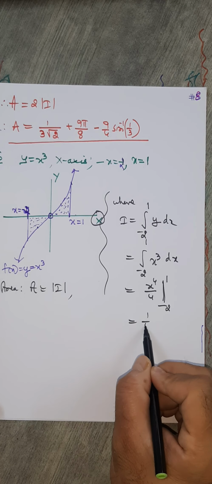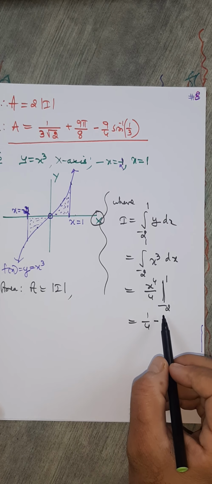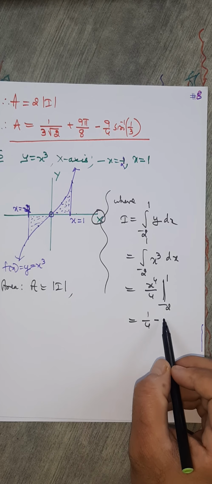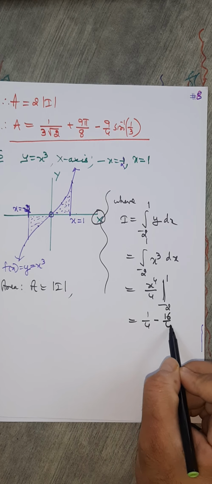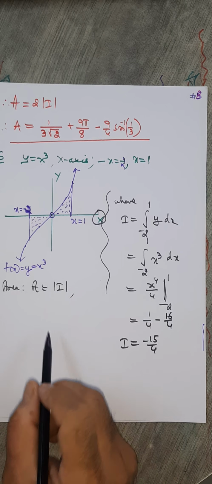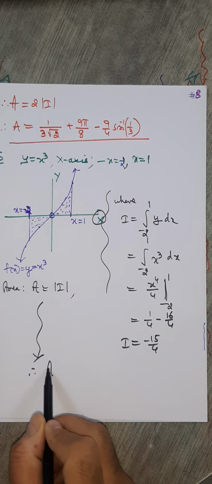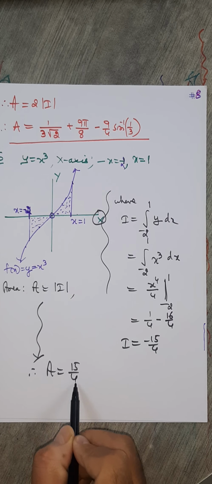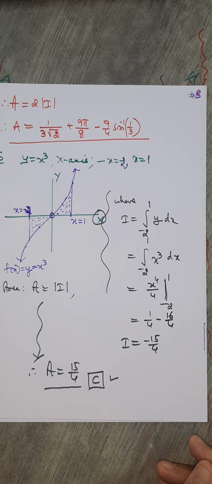Put the upper limit, so 1 by 4, minus, this is nothing but 2 raised to 4, 16 by 4. So we'll get -15 by 4. That's I. But you know that area is always positive. So therefore here A equals 15 by 4. Which is which option? C. Area can never be negative, you know.